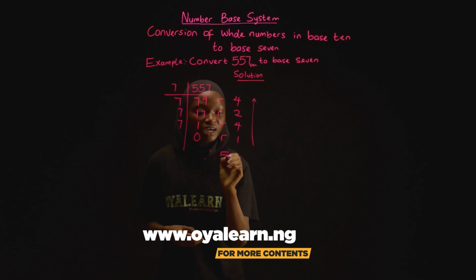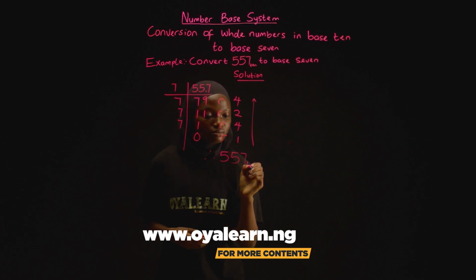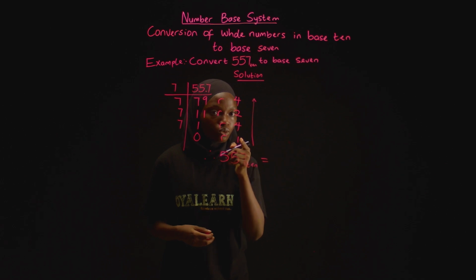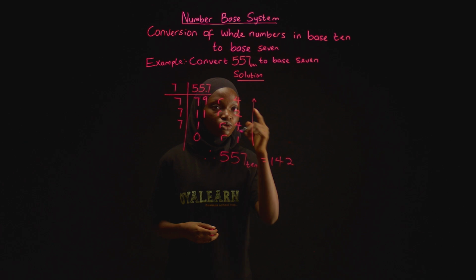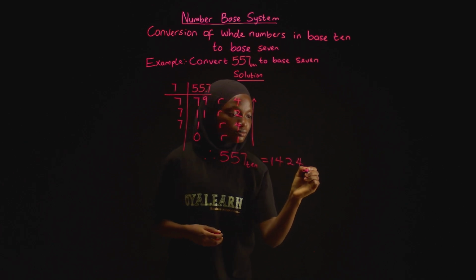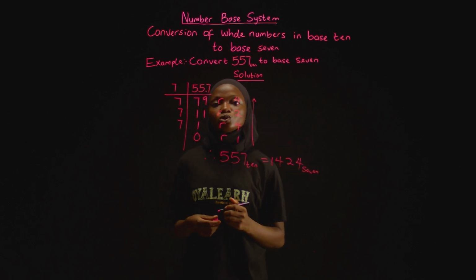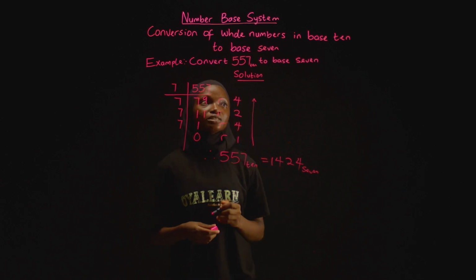Therefore, our 557 base 10 equals 1, 4, 2, 4 base 7. And that's how to convert 557 base 10 to base 7.